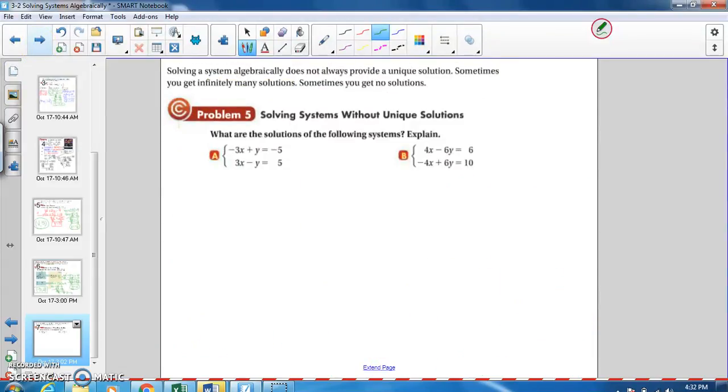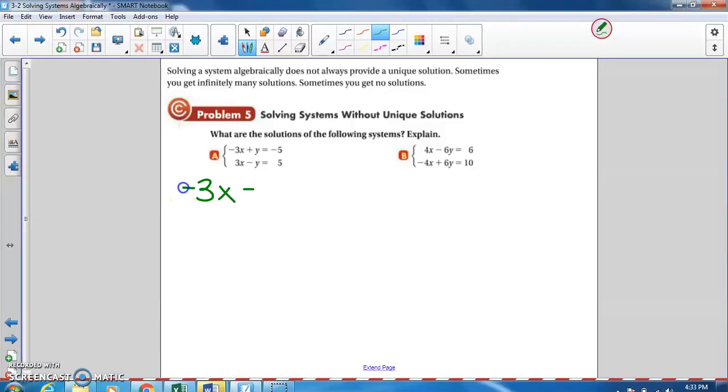And our last problem, solving a system algebraically does not always provide a unique solution. So we can get infinitely many solutions, and we can get no solutions. So we're going to solve these two systems of equations. This first system, since I have common coefficients of my variables, I am going to add the two equations.